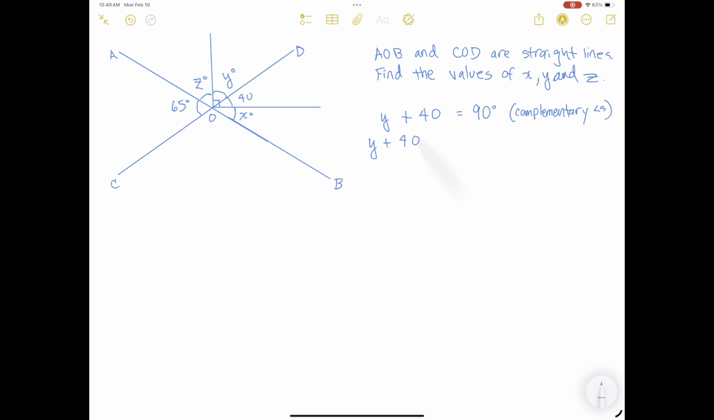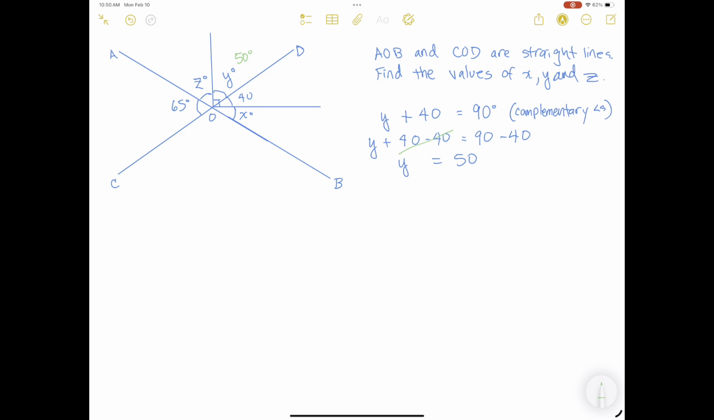And we subtract both sides of the equation with 40 to isolate y by itself on the left-hand side of the equation. And on the right-hand side, 90 minus 40 equals 50. Y equals 50. So I write 50 degrees next to y on the figure.